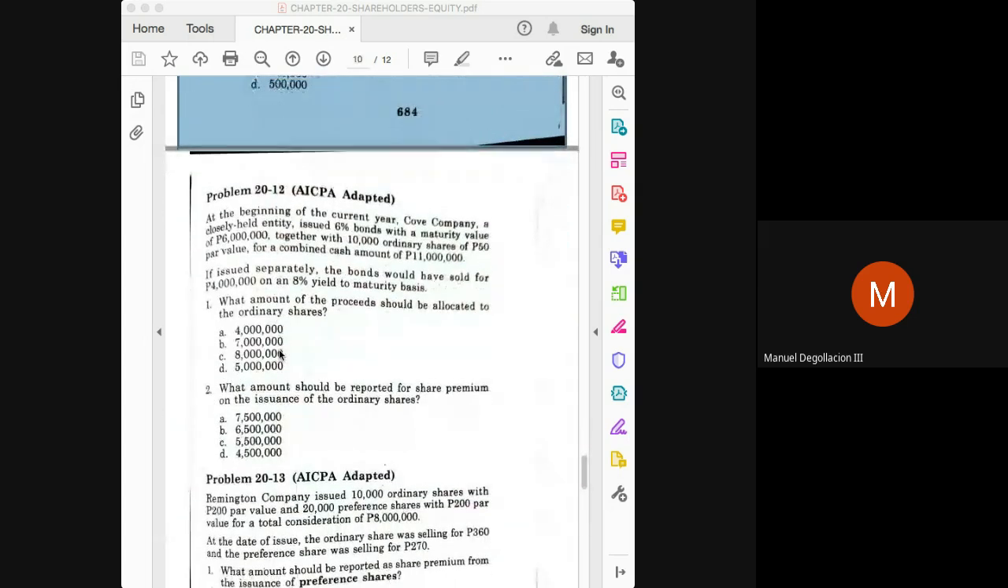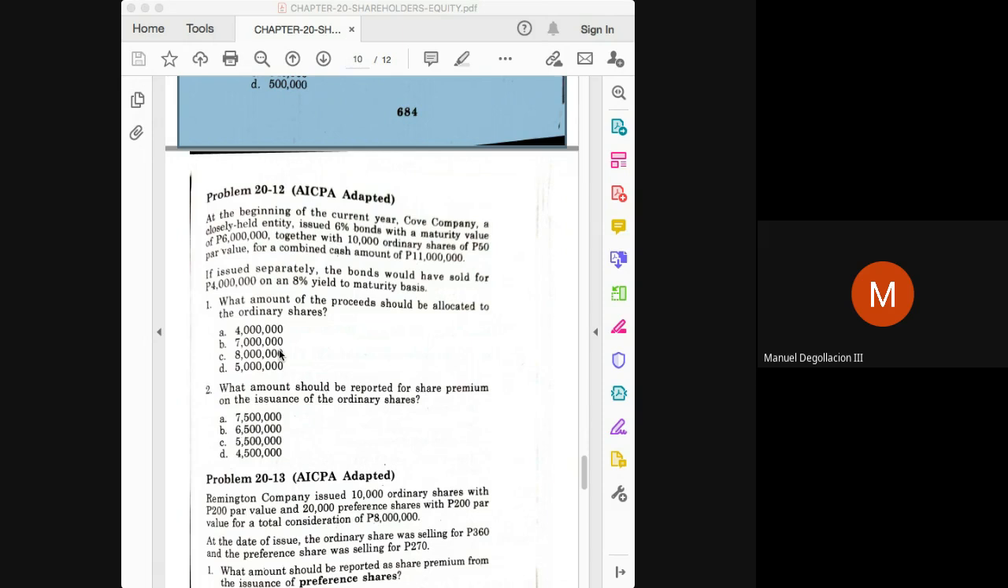Next, problem 20-12. We have two questions here. What amount of the proceeds should be allocated to the ordinary shares? What amount should be reported for share premium on the issuance of the ordinary shares? At the beginning of the current year, Cove Company, a closely held entity, issued 6% bonds with a maturity value of 6 million, together with 10,000 ordinary shares of 50 par value for a combined cash amount of 11 million. If issued separately, the bonds would have sold for 4 million on an 8% yield to maturity.